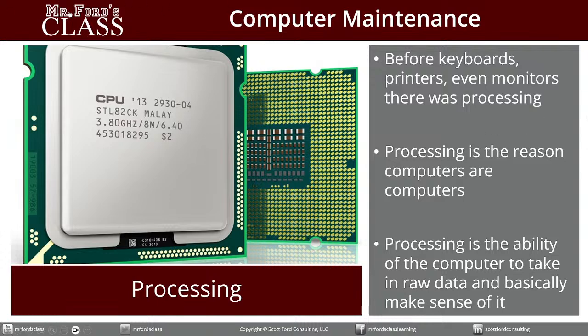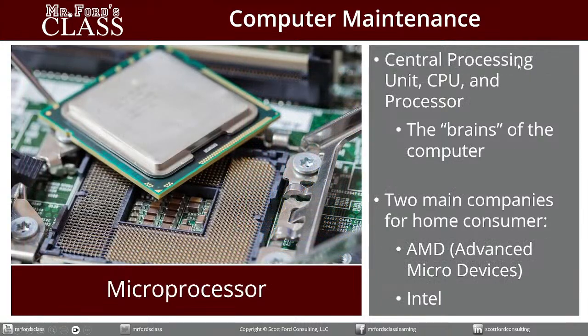Now, processing is the ability to take raw data and basically make sense of it. And going back to our conversation yesterday about zeros and ones, binary, this is what it works with. It crunches the zeros and ones and comes up with something out of that. It makes sense of the raw data. And so microprocessors, you might hear central processing unit, CPUs, or processors, and it's considered the brains of the computer.